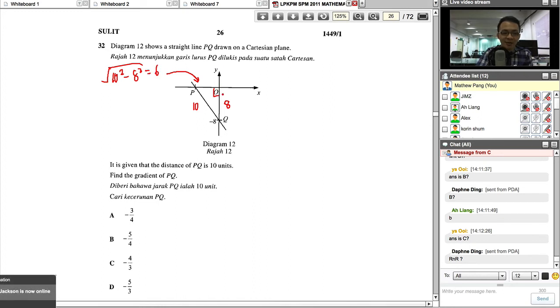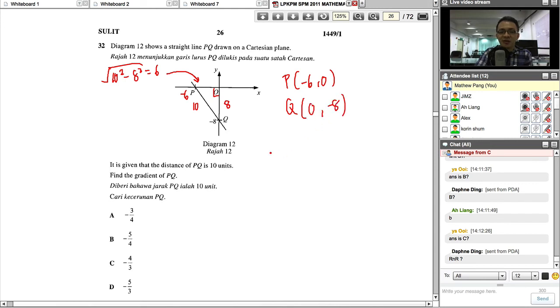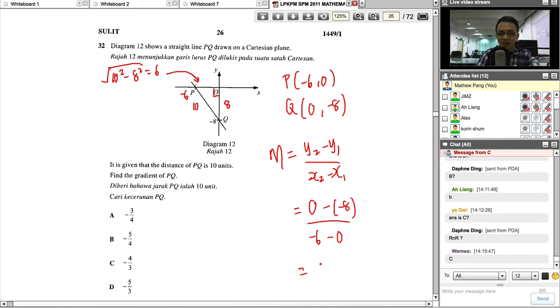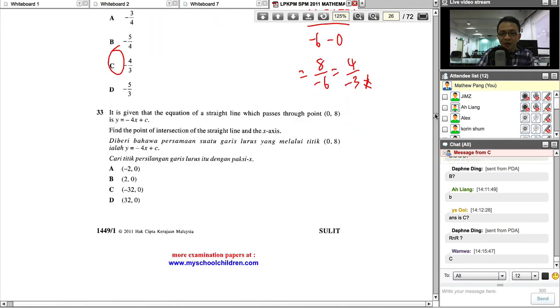So this is the y-axis, right? So P will be negative 6. So I got 2 coordinates. P is obviously negative 6, 0. And Q is obviously 0, negative 8. So to find the gradient easily, I just use y2 minus y1 over x2 minus x1. Then it's 0 minus negative 8 over negative 6 minus 0. So it's just 8 over negative 6, which is 4 over negative 3. Done. C. Okay. Just move on.